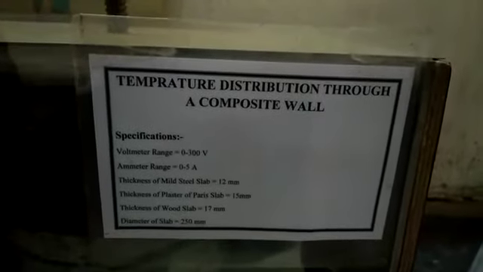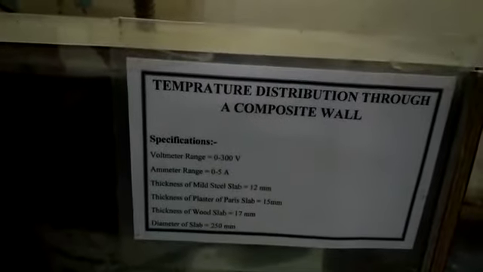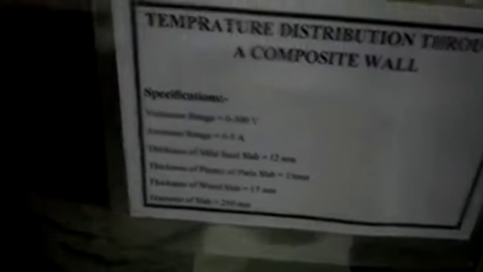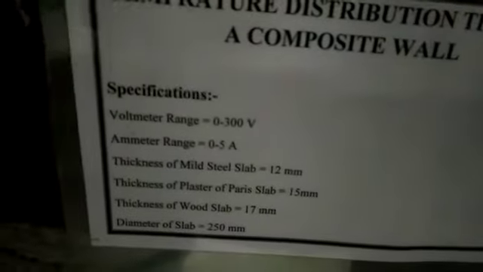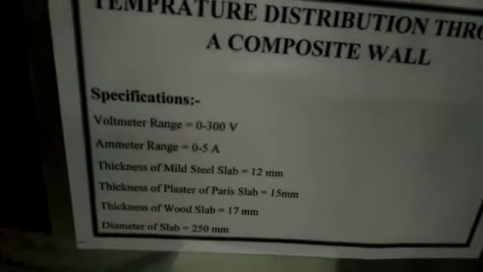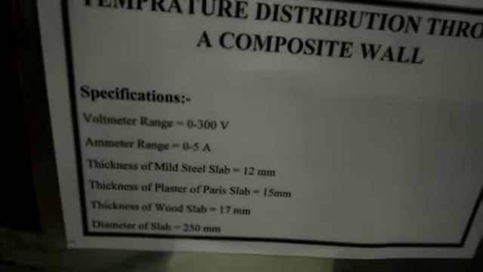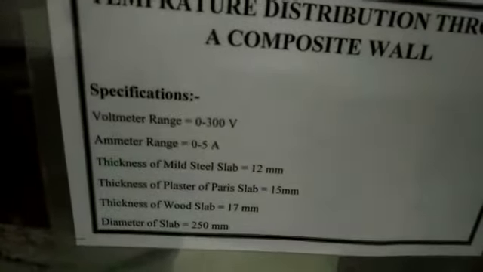Hello students, so in this experiment we are going to study temperature distribution through a composite wall. For this experimental setup, the data sheet is given, for which the ranges of voltmeter and ammeter are already given. The thickness of the mild steel slab, the plaster of Paris slab, and the wood slab is given, and the diameter of the slab is given.